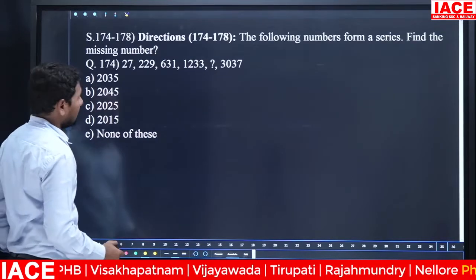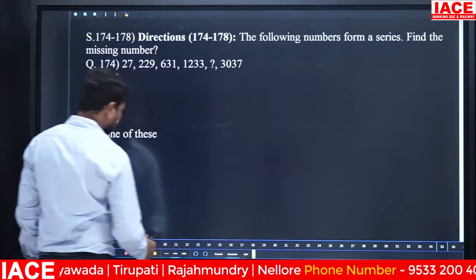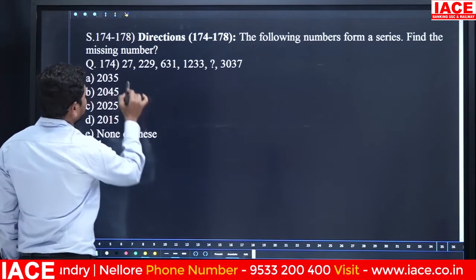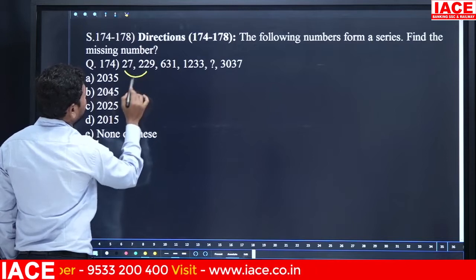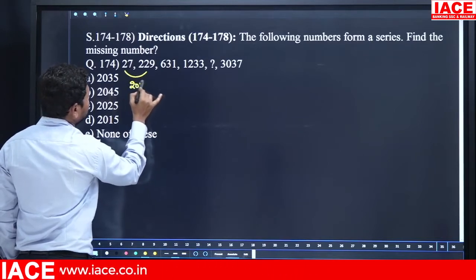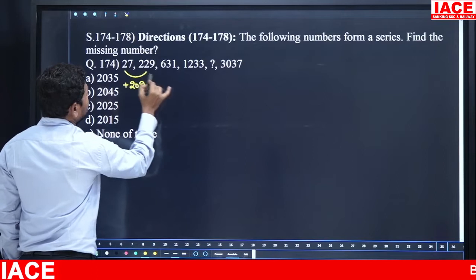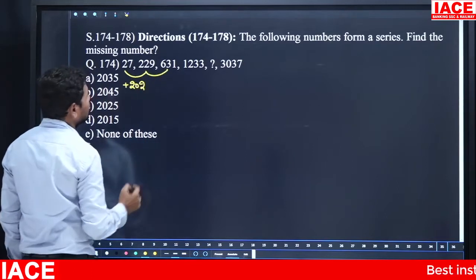Next we have a number series. In a number series we can focus on the differences. 27 to 229, what is the difference? 202. Increased by how much? 202 increased. And next 229 to 631, what is the difference here?